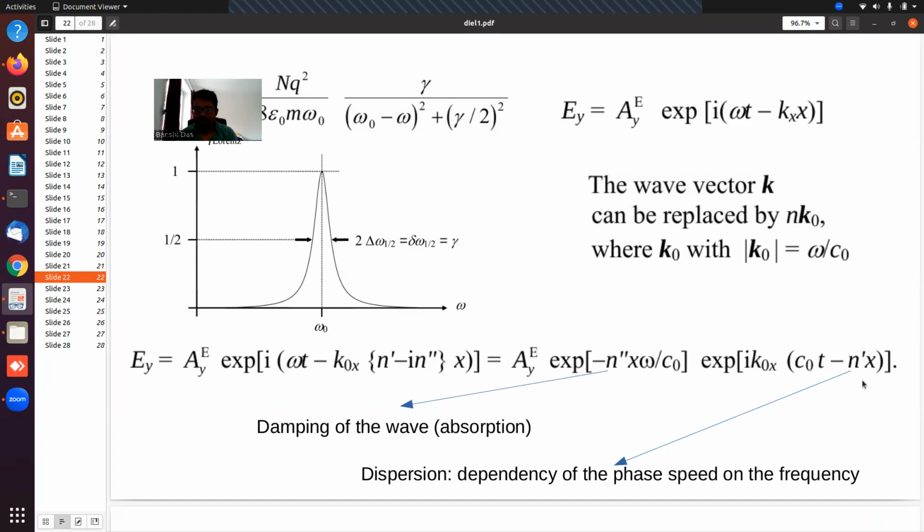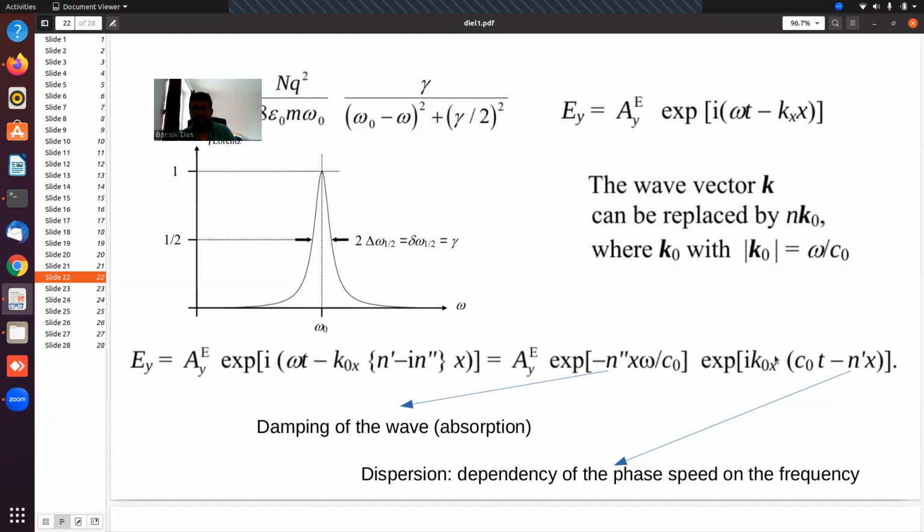So the real part of the refractive index is connected to the change of the phase, or dispersion, of the light in the medium. But they are connected by the Kramers-Kronig relationship. This is another topic of discussion, but those two have different significance. Real part means scattering or dispersion, and imaginary part means absorption of the wave.